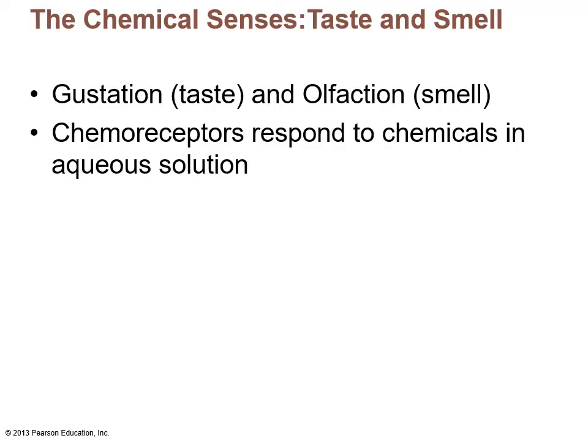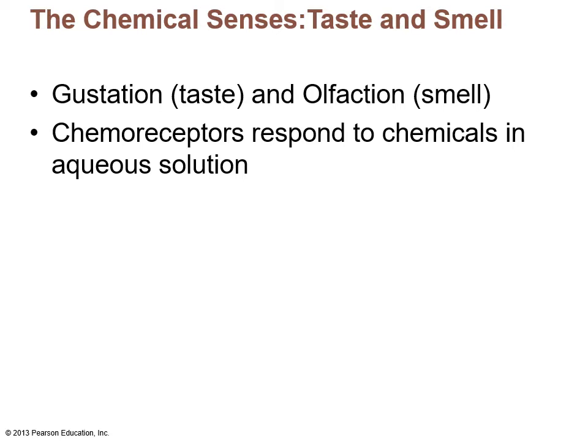So there are four major senses. We have smell, taste, hearing, sight, and then we also have equilibrium. Those receptors are also included in the same area where the hearing receptors are. But we're going to start with chemical senses that are called taste and smell. Taste is also called gustation, and olfaction is the other word for smell.